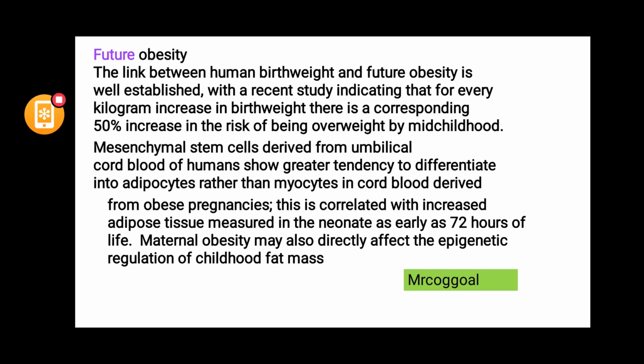Mesenchymal stem cells derived from the umbilical cord blood of humans show greater tendency to differentiate into adipocytes and myocytes in the cord blood derived from obese pregnancies, and this is correlated with increased adipose tissues, which is measured in the neonates after 72 hours, so as early as 72 hours in life.